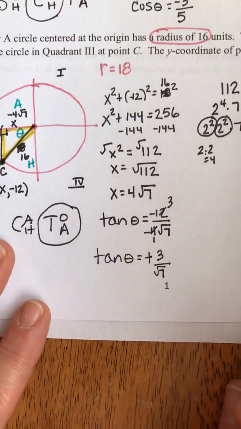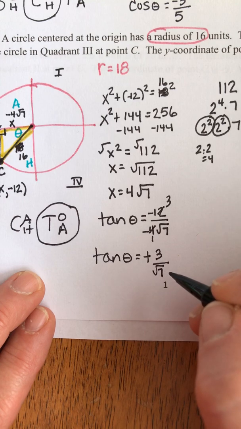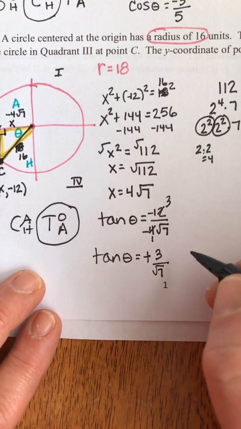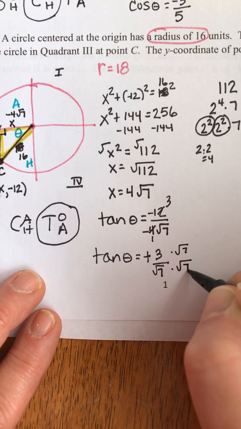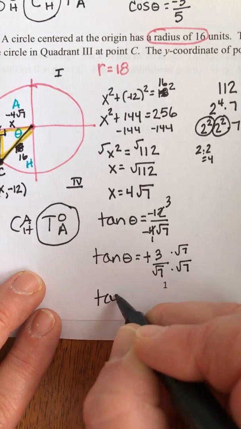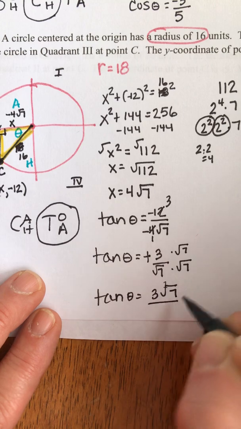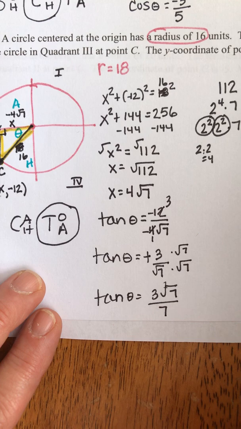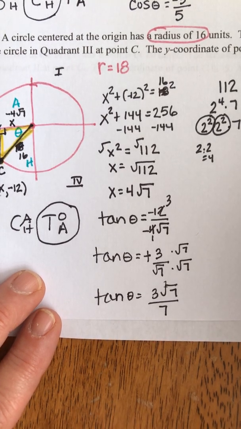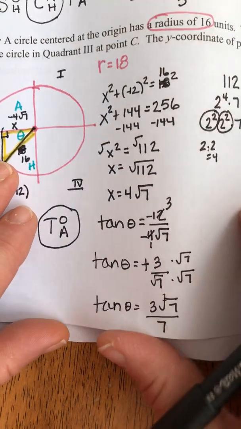I still can't leave my answer in that form because I have a radical in my denominator. I will have to multiply it out. So to multiply the top by the radical and multiply the bottom by the radical, the top becomes 3 rad 7, and the bottom, rad 7 times rad 7, you're left with just the guts. That's plain old 7. So the answer to this is tan theta equals 3 rad 7 over 7, and that completes this.